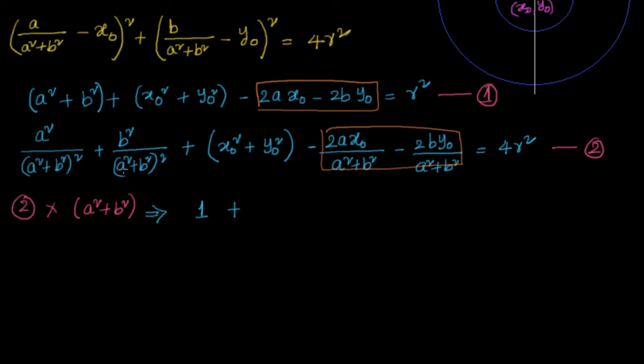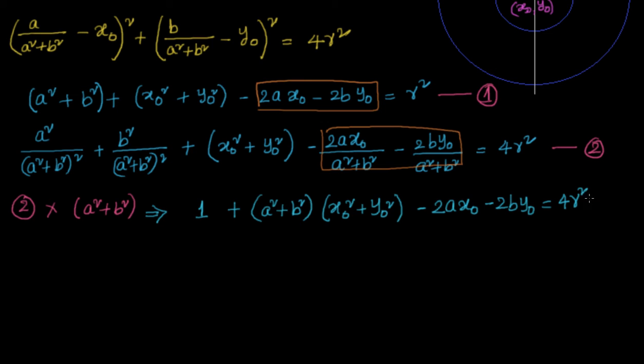How is it? The denominators are the same, so you can add the numerators, that is a square plus b square by a square plus b square whole square, that is 1 by a square plus b square. Exactly, you are multiplying with a square plus b square, so it becomes 1, and here it is a square plus b square into x naught square plus y naught square minus whatever we want, that is minus 2a x naught minus 2b y naught is equal to 4r square into a square plus b square.